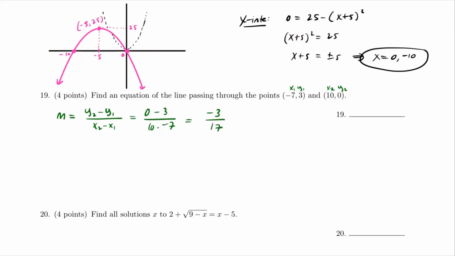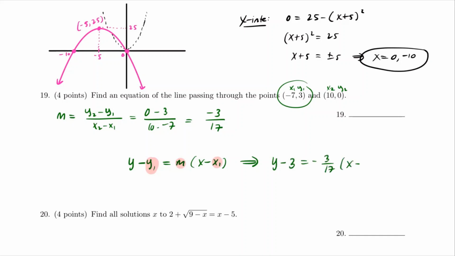That's the slope. So I'm going to be using this point to write out the equation. We have y minus y1 equals m times x minus x1. Plug them in. We're going to be plugging in the point x1 and y1 and the slope. So we have y minus 3 is equal to negative 3 over 17 times x minus negative 7, so it's plus 7. There you have it. I'm writing the point slope form. You can use the slope intercept form if you like, but this is good enough and it's easier to work with.